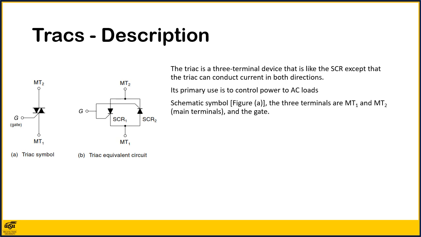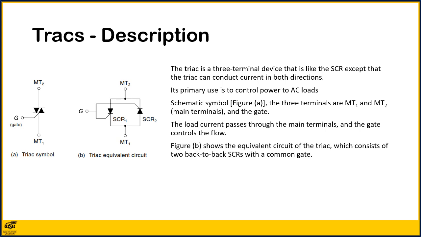As indicated on schematic symbol figure A, the 3 terminals are MT1 and MT2, the main terminals, and the gate. MT1 and MT2 are sometimes called anode 1 and anode 2. As the name suggests, the load current passes through the main terminals and the gate controls the flow.